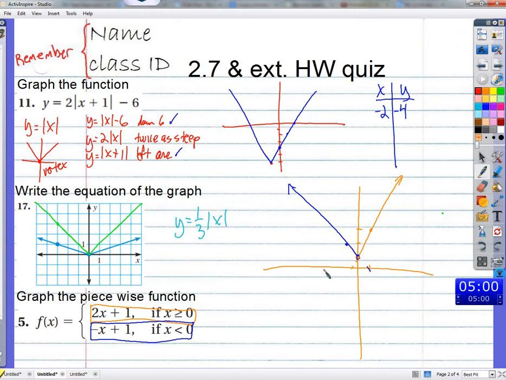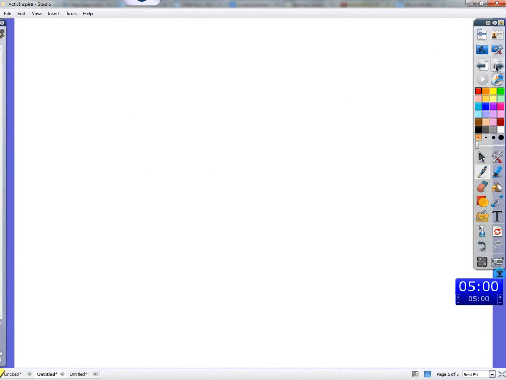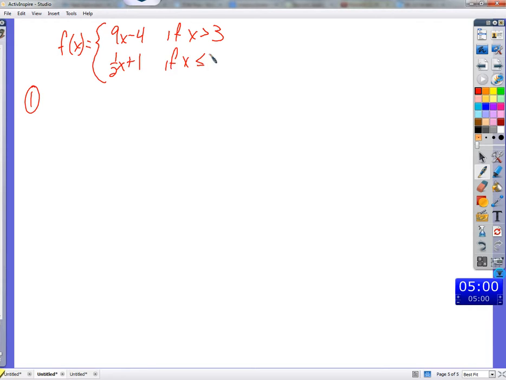And if you have questions about that, if you didn't understand a part of that, then I'd be glad to explain it. But if we go from here, we're talking about number 1. To do number 1, you have to refer to that function sitting up there. That function is this piecewise defined function, f of x. It's defined by several different functions, 2 of them: 9x minus 4 if x is greater than 3, and 1/2 x plus 1 if x is less than or equal to 3. I'm sure that's what it said.